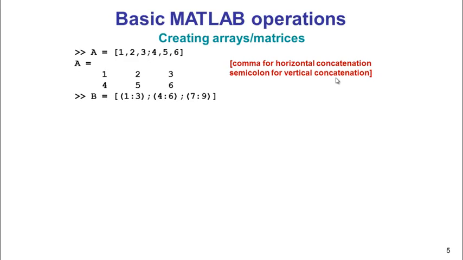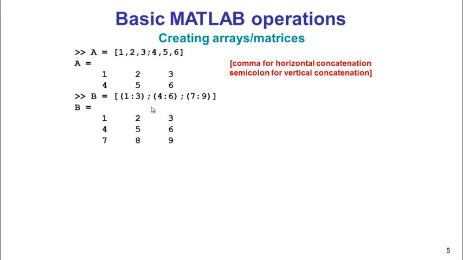So rather than having to type in all the numbers individually, we can combine this vertical concatenation with the colon that we used before for evenly spaced numbers: 1 colon 3 semicolon 4 colon 6 semicolon 7 colon 9. That will form an array that looks like this: all the numbers 1 through 9 arranged in a 3 by 3 array. That would be the variable that we defined as B.